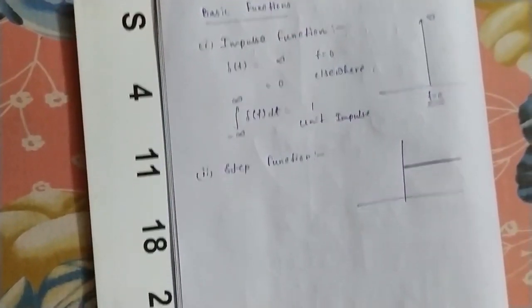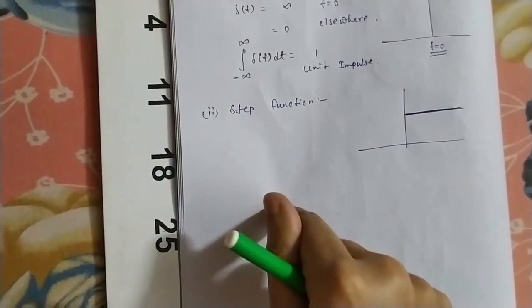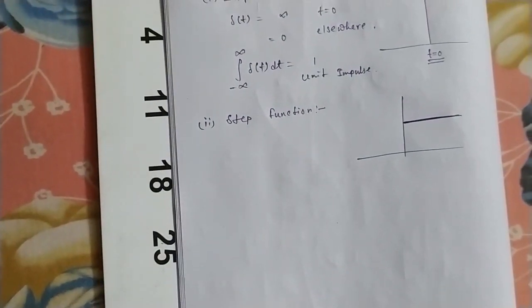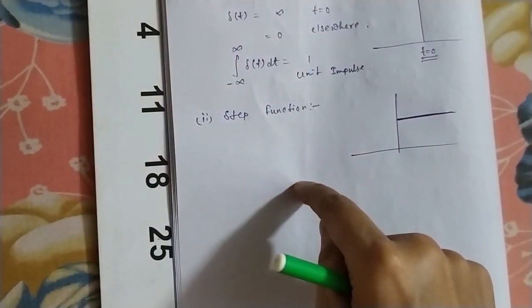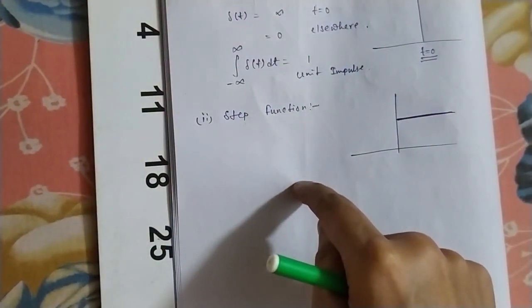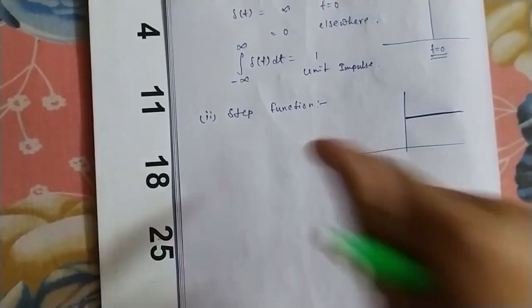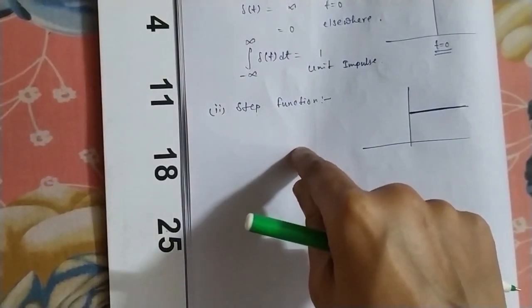This is my impulse. At a particular time you are giving the input, and at that particular instant you are taking out the input. That is like a shock. This is my impulse. Okay, and the step function is a constant. You are giving the input, and you are not removing that input for an infinite instant of time.